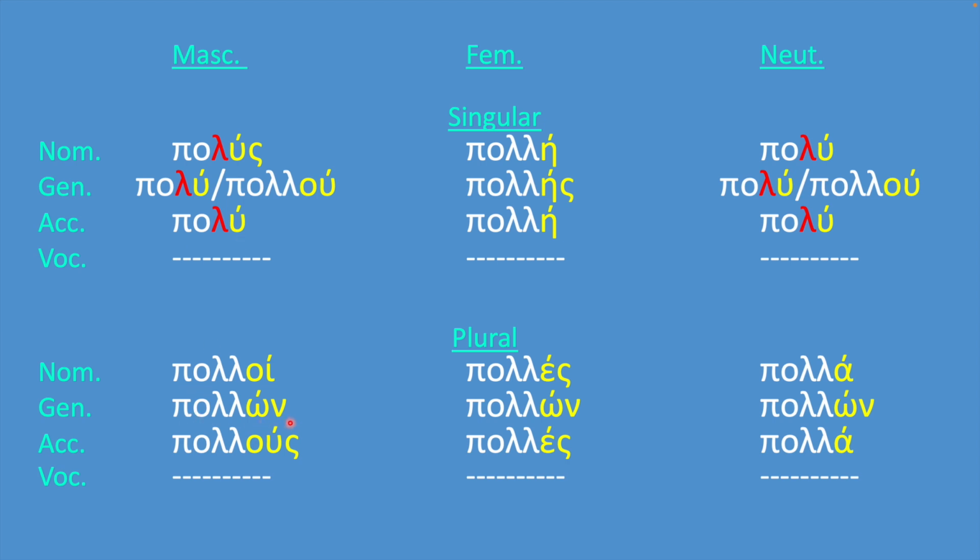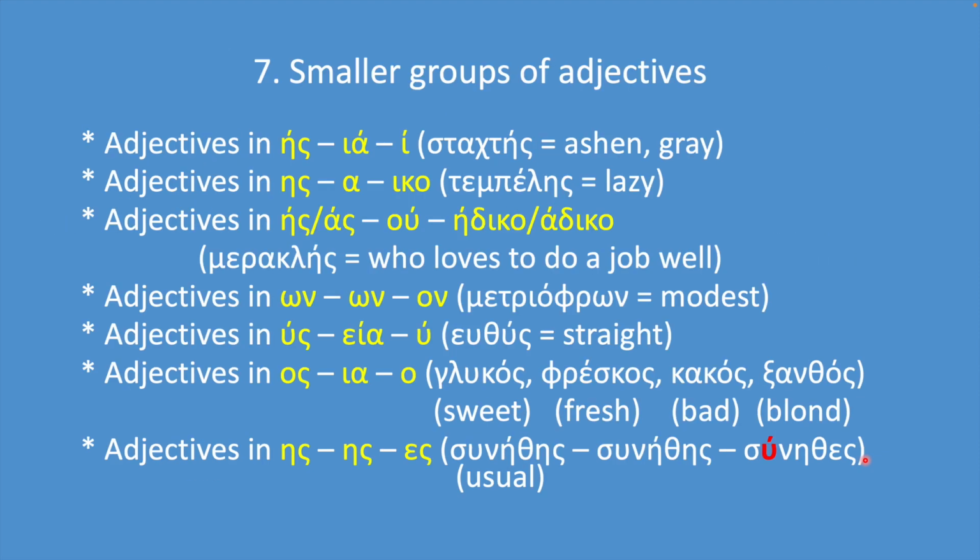Πολύ, πολλών, πολλούς. Πολλή, πολλής, πολλή. Πολλές, πολλών, πολλές. Πολύ, one lambda because we have ypsilon. Πολύ, again, one lambda because of the ypsilon. Πολλού, πολύ, πολλά, πολλών, πολλά.